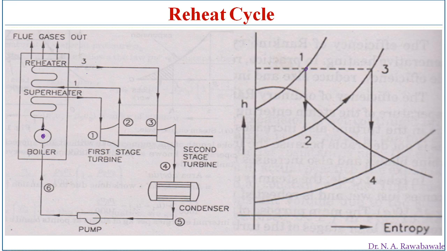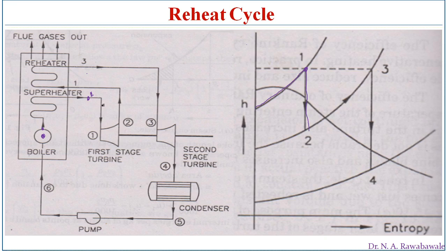Then dry saturated steam is passed into the superheater. As this steam is passed into the superheater, steam becomes superheated steam at point 1. At point 1, steam is superheated, so in this boiler itself, steam is heated at a constant pressure and it becomes superheated steam at point 1. As soon as it becomes superheated steam, this steam is allowed to expand from point 1 to 2. That means steam is passed into the turbine at point 1.